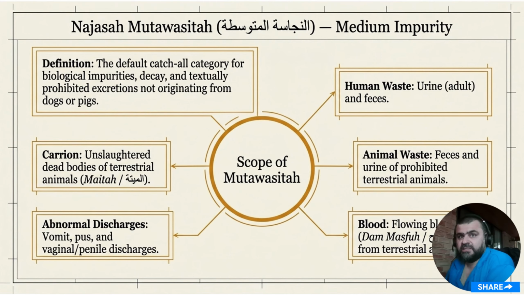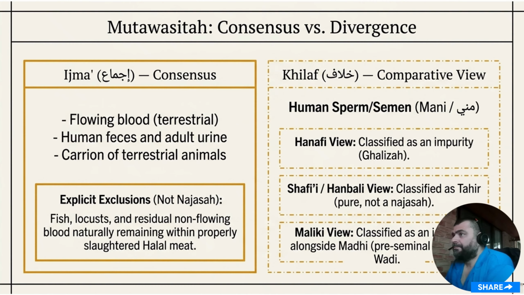If it falls on a surface, that surface can be cleaned. Unlike najasa mughallaza, which no amount of washing can render clean. So if you wash this mutawassita najasa off, then the surface would be rendered clean.